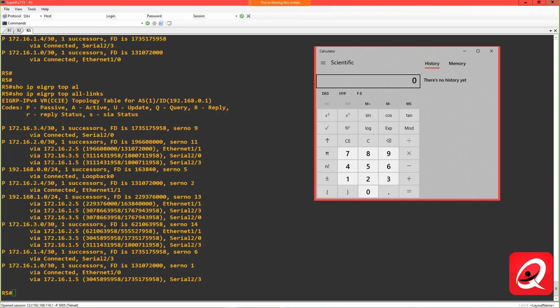All right. So if I want to calculate what variance is necessary in order for these paths to be considered equal, I'm going to take the 307,866,3958, and I'm going to divide that by the 229376000. All right, so I'm going to need at least a variance of 14 in this particular case in order for those paths to be considered equal.